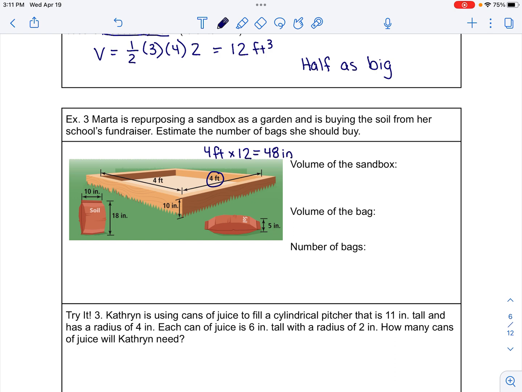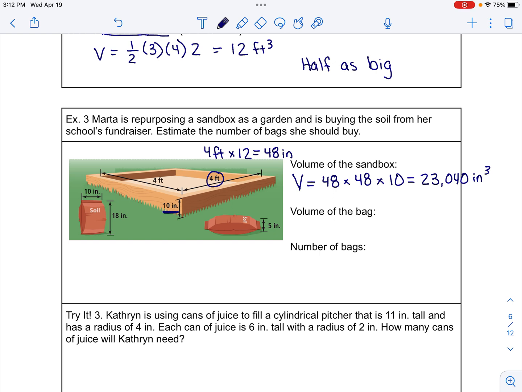So we want the volume of the sandbox. We have a square sandbox. So our volume is going to equal, the base would be, instead of 4 feet by 4 feet, we're going to say 48 by 48. And then the height of the sandbox is 10. Let me double check my math. Looks like that is 23,040. That would be in inches cubed.